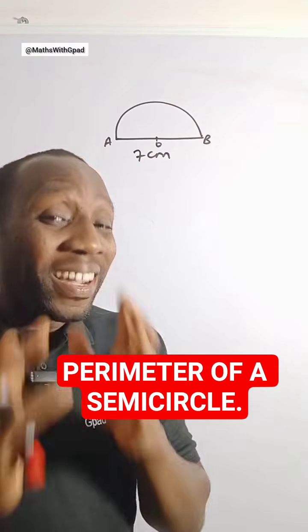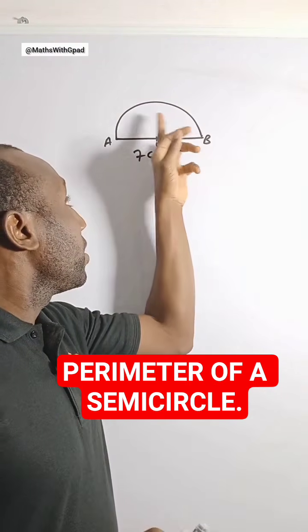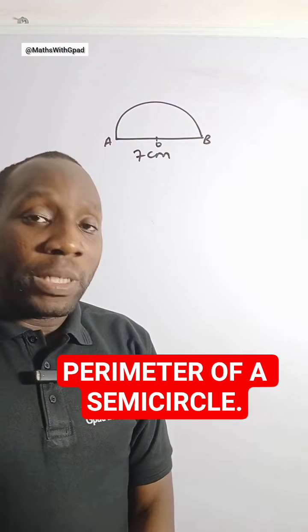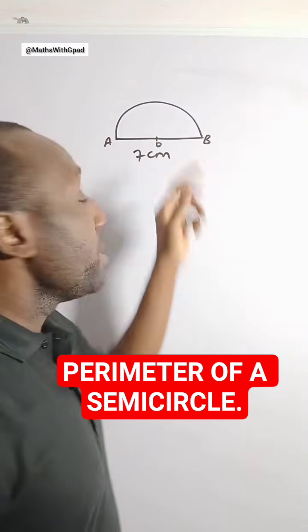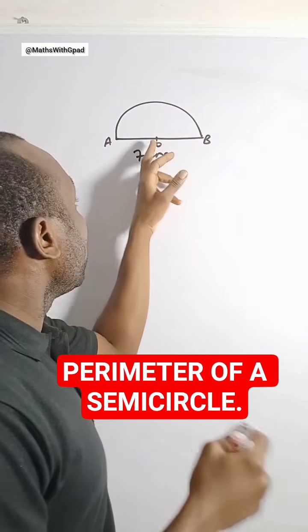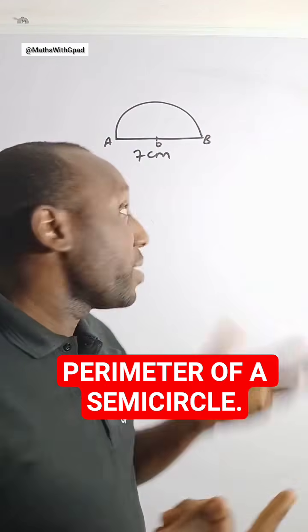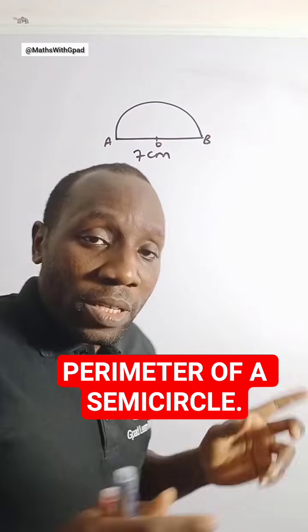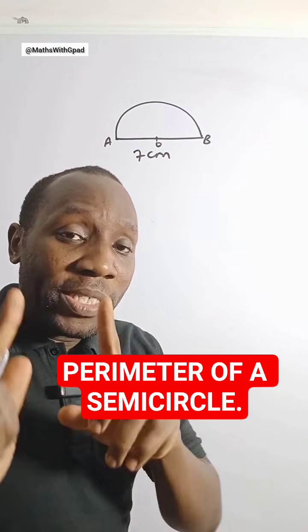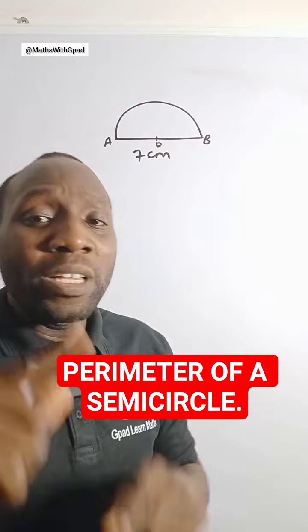What would you do if you're asked to calculate the perimeter of a semicircle? Now, AB is a diameter, and this center O is the center of the circle. How would you calculate the perimeter of a semicircle? Let me tell you the mistake many students make.